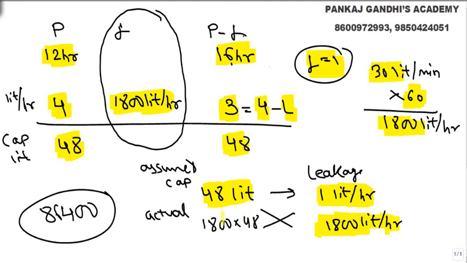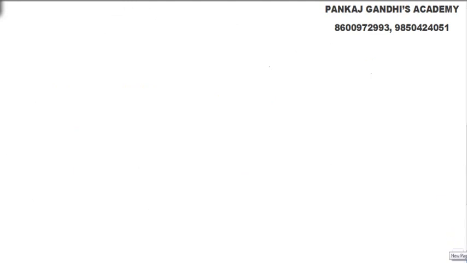Now compare actual. Actual leakage is 1800 liters per hour. What is the actual capacity? Opposite multiplication, that is these many liters. Now the other method possible here was lengthy but easy to understand.